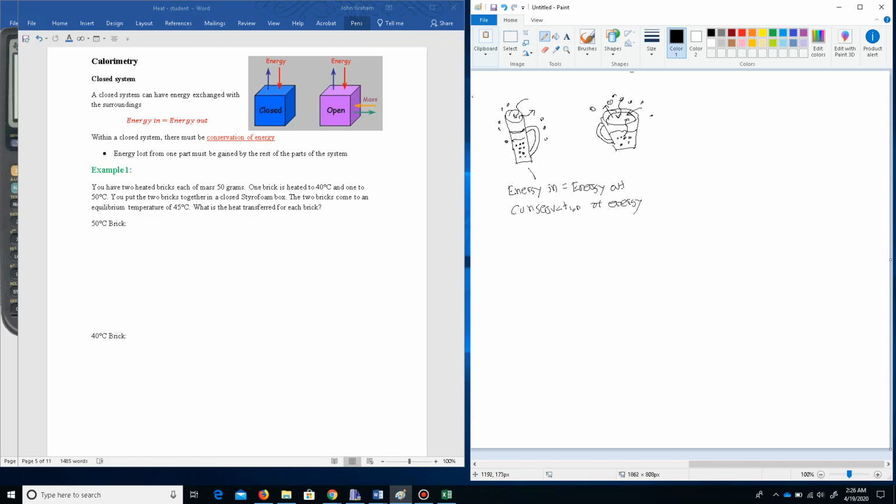Most of the time, this is one of the labs where you get a high error percentage, because you can do everything you can, keep it closed, but once you go and take the temperature, you get particles leaving.